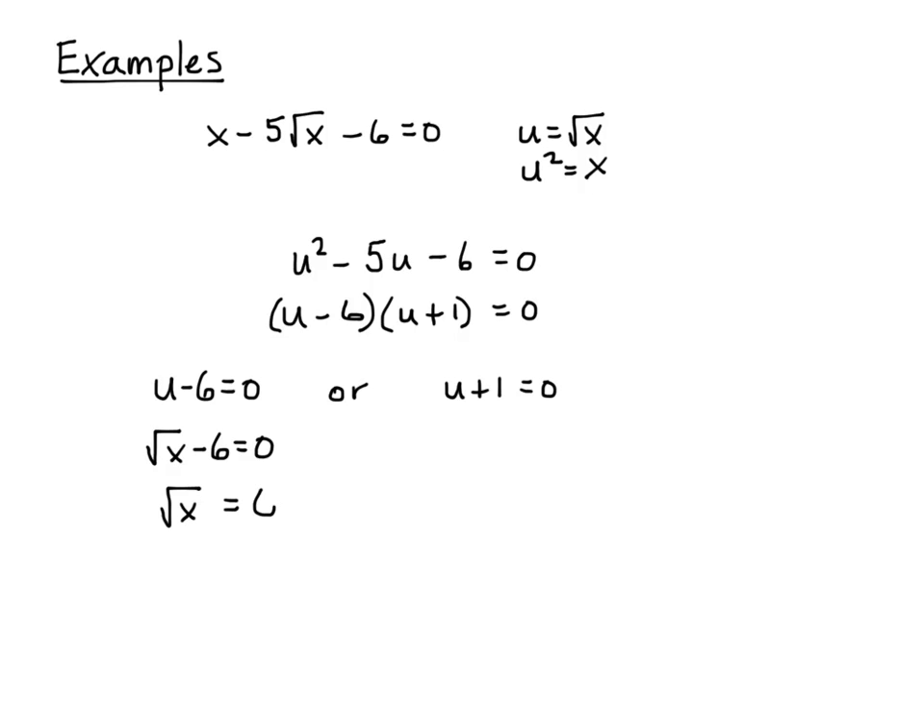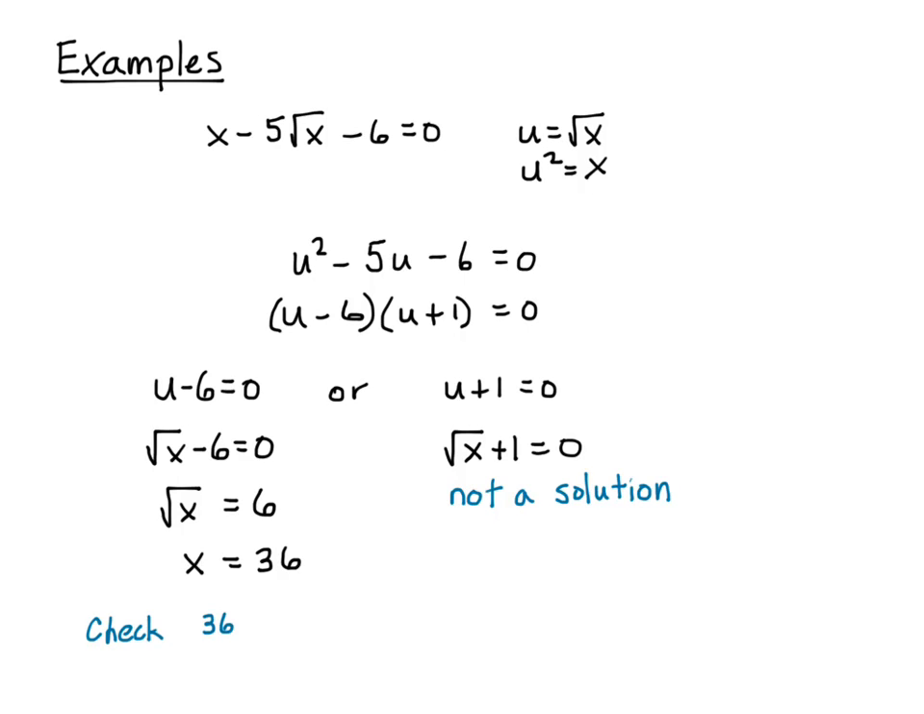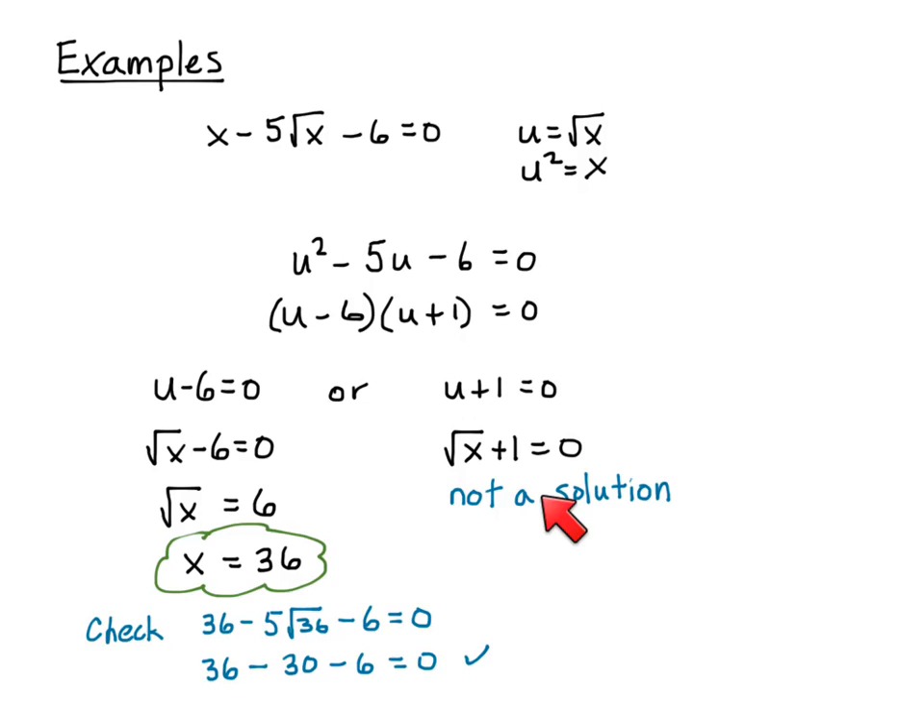The first one works out where the square root of x is 6 and x equals 36. The second one, we're going to run into trouble, because if we look at this equation and subtract 1 from both sides, we'll have the square root of x equals negative 1. And there's no value that does that, no real number that does that. So we say there's no solution out of here. We check the one that we did find and find that it indeed does work, so we have exactly one solution.